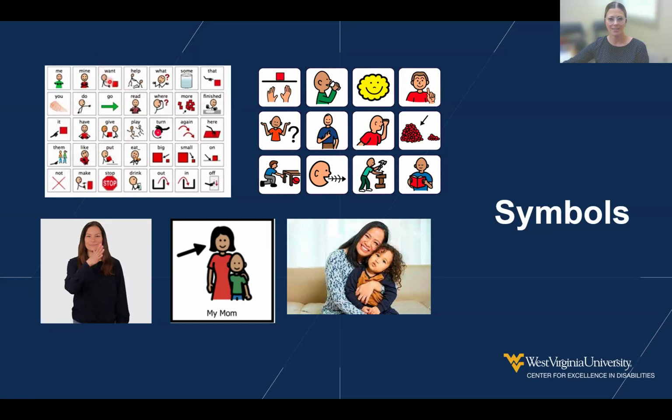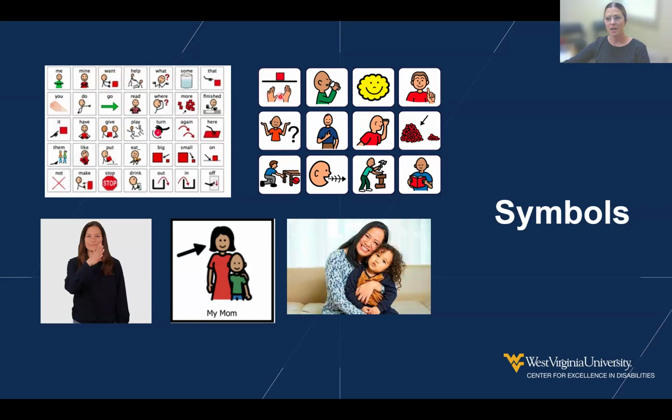Now, can you see my pointer? Nice. Okay, so you'll see the difference here. I wanted to just point out, the top left here is the Proloquo example. You'll see here, this says want, right? There's a little line drawing of the person reaching out for the box, and it says the word want at the top. That is the SymbolStix version of want.